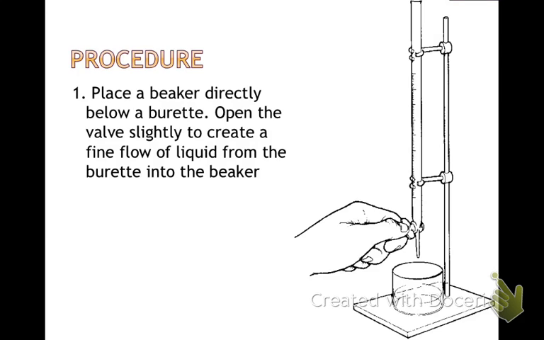Open the valve slightly to create a fine flow of liquid from the burette into the beaker. So when you open the burette, the valve should be parallel to the burette. When you close the burette, the valve is perpendicular to the burette. So to show you, if this is the burette right here, if the valve ends up going like this, that's closed. If you have it parallel, that's open.